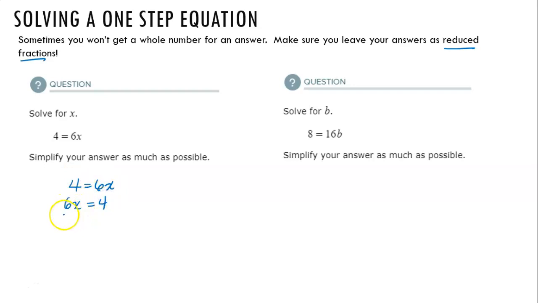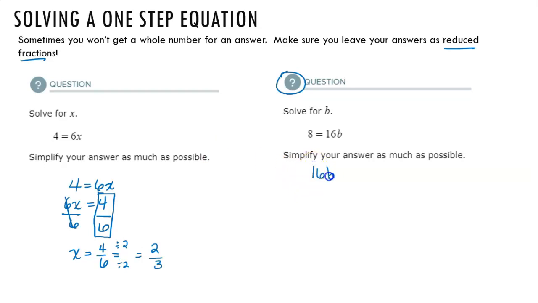Now we can see that the opposite of multiply is divide, so we're going to divide both sides by 6. What you want to look for is that's your actual solution right there. We just need to reduce it. Think about what 4 and 6 can both be divided by. Both 4 and 6 are divisible by 2. So to reduce that, we end up getting 2/3 for our answer. You pause the video and try this one on your own. Make sure you write your answer as a fraction, not as a decimal.